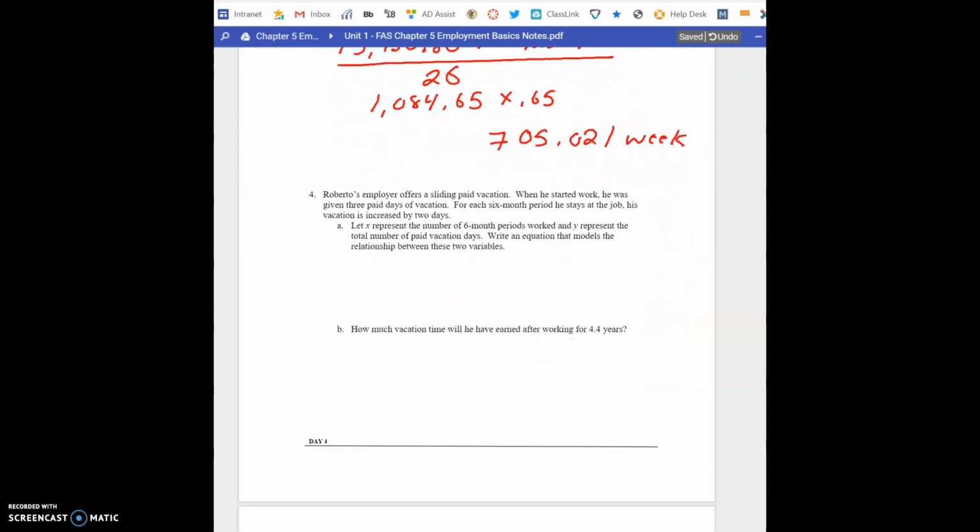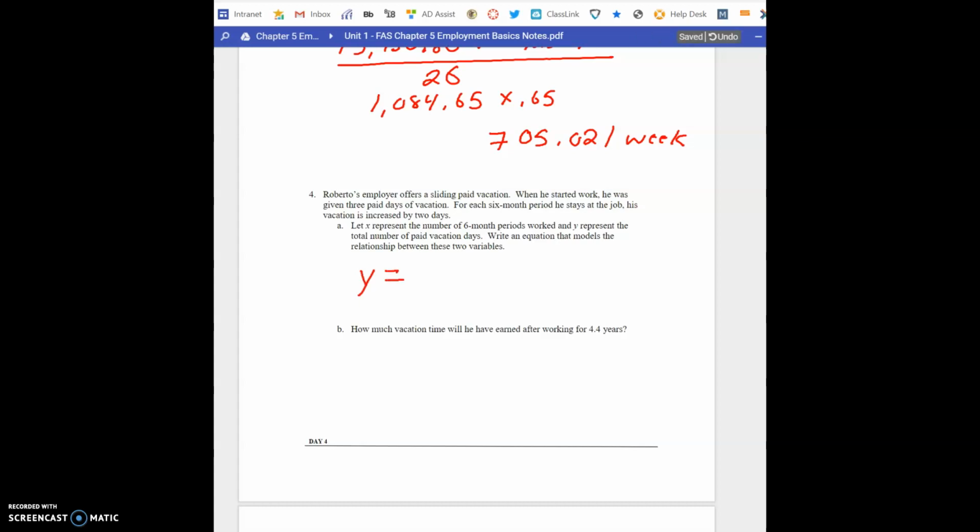Question 4. Roberto's employer offers a sliding paid vacation. When he started working, he was given 3 days paid vacation. For each 6-month period he stays at the job, vacation is increased by 2 days. Let X represent the number of 6-month periods worked and Y represent the number of paid vacation days. Write an equation that models the relationship between these two variables. So, we're trying to figure out how many paid vacation days he gets. Y is your paid vacation days, so Y equals.